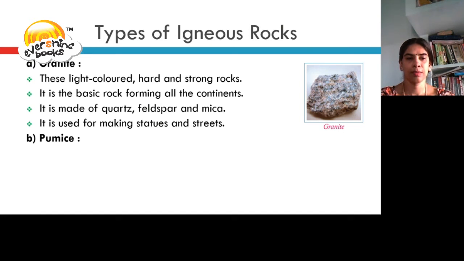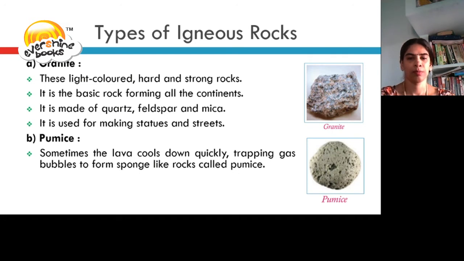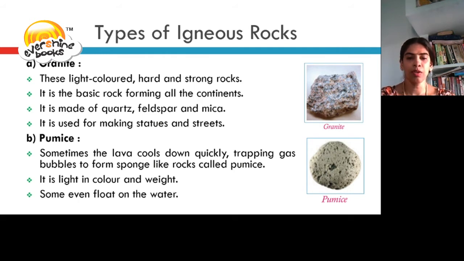Pumice. It is the second type of igneous rocks. Sometimes the lava cools down quickly. This traps gas bubbles to form sponge-like rocks called pumice. It is light in color and also light in weight. Some even floats on the water.